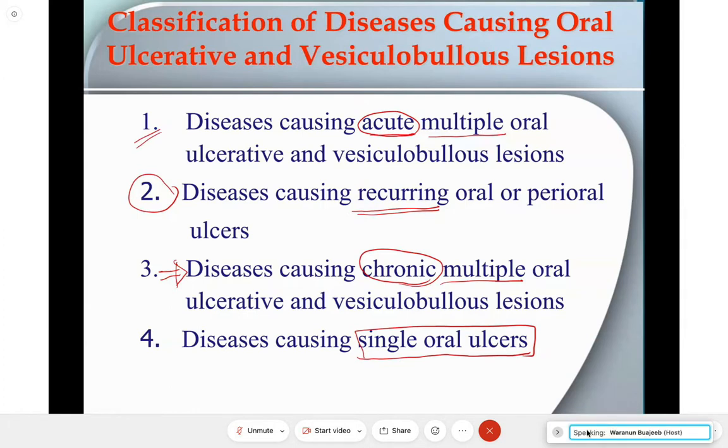What I'm going to describe to you later on will be all the diseases that are quite common or necessary for you to know in each of these groups.